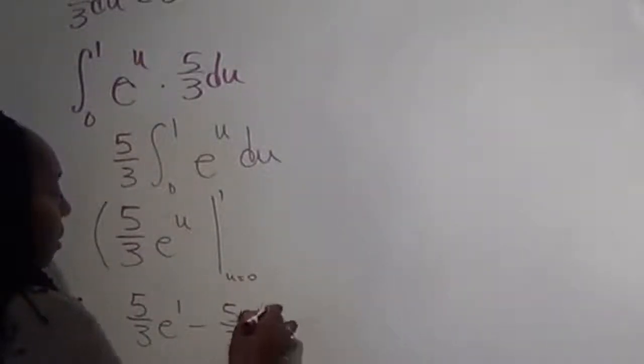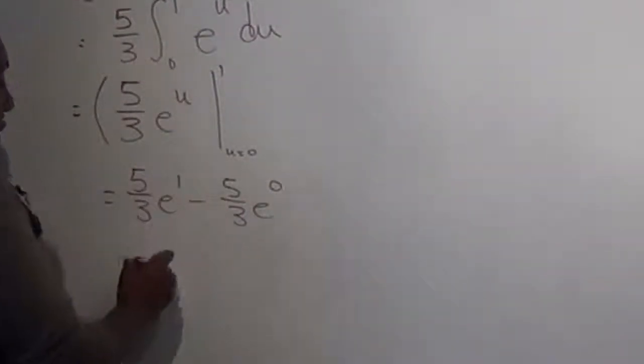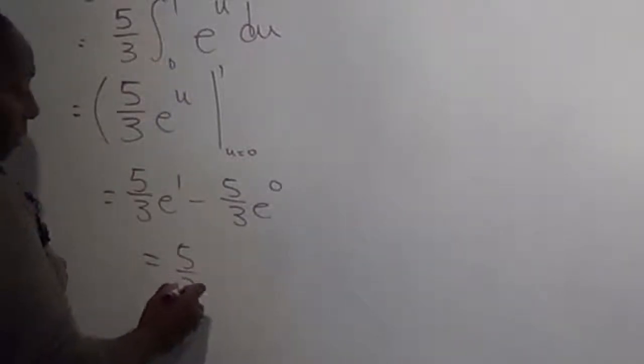So now at the upper limit, I'm going to get 5/3 e to the 1 minus, at the lower limit, 5/3 e to the 0. And then evaluating, e to the 1 is just e, and e to the 0 is just 1. So there is my value for my definite integral. Okay.